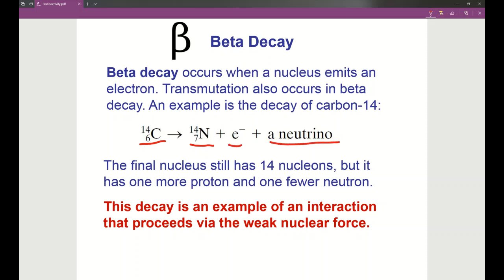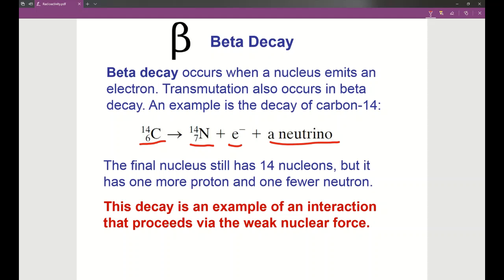The final nucleus, remember, still has 14 nucleons, which is why the atomic weight is still 14, but it has one more proton and one fewer neutron. This decay is an example of an interaction that is caused by the weak nuclear force.